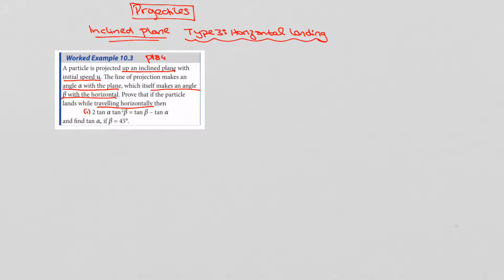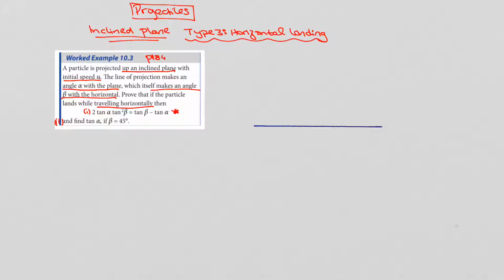And then the second part is, given that beta is equal to 45, find the value of tan alpha. Now again, students often look at these questions and go, oh my god, how am I going to find this statement? And again, it's not about how do you find the statement, it's about what is the information given to you in the question and how do we go about these questions normally. Now don't ever worry about the proof bits until we get to the end.